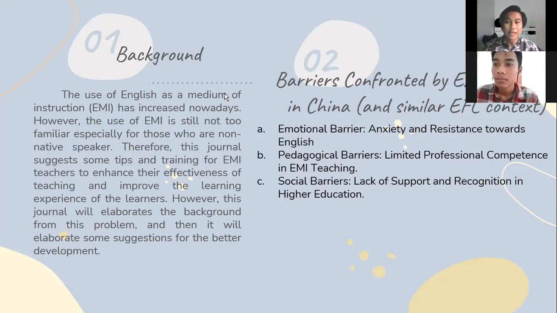Next one, social barriers: lack of support and recognition in higher education. Related to the last one, there is no special pedagogical course for using ME in the class in China. Lack of support here means there is no special course developed by the educational institute or maybe the government. So they have no special ability. They are not learning special skills for using ME in their class.